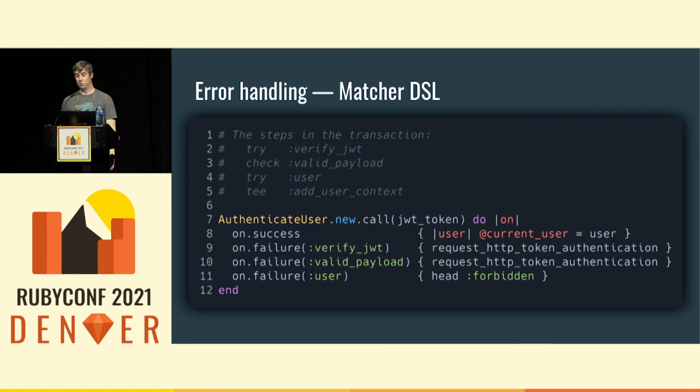We can respond with a 401, and the response header is needed for the browser to make the token auth request. If the token was valid, but there was no user, like if it was deleted or disabled, we just want to respond with forbidden, because asking to authenticate again won't help.